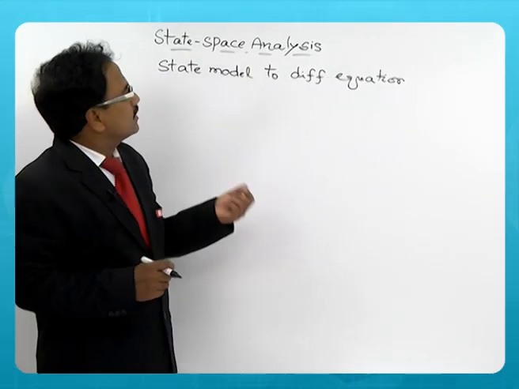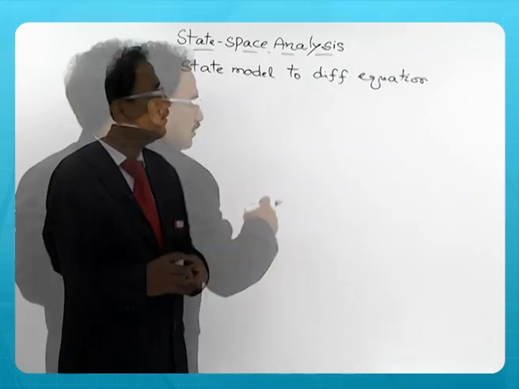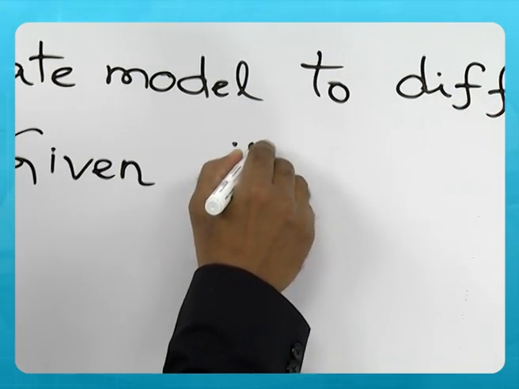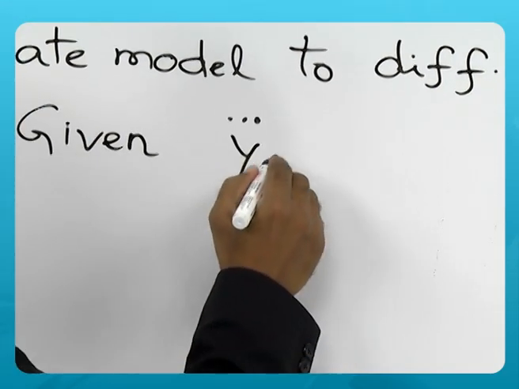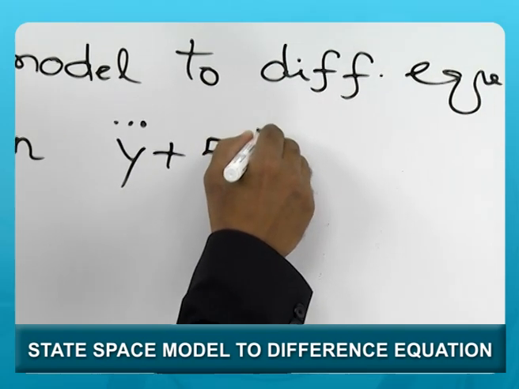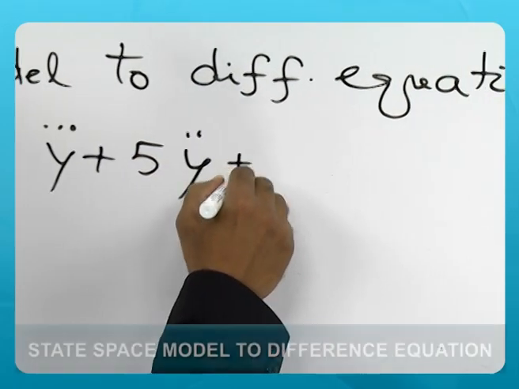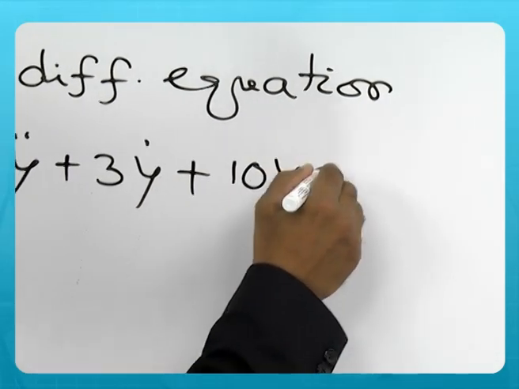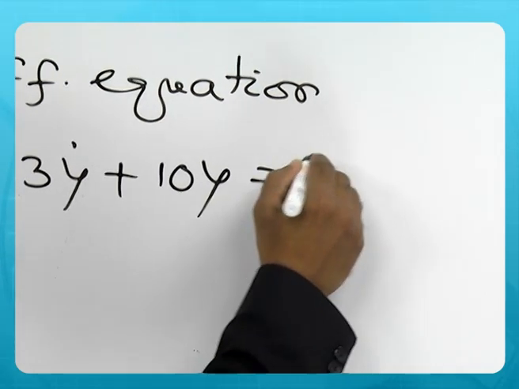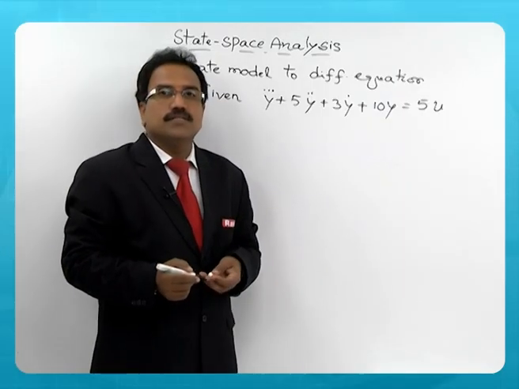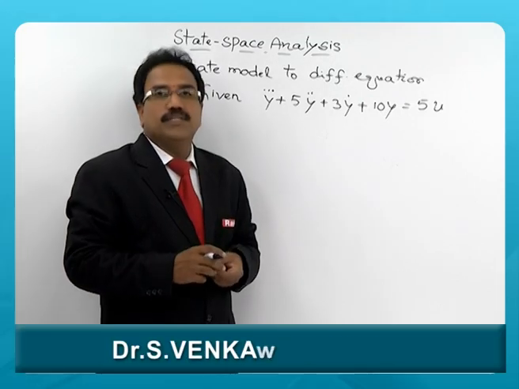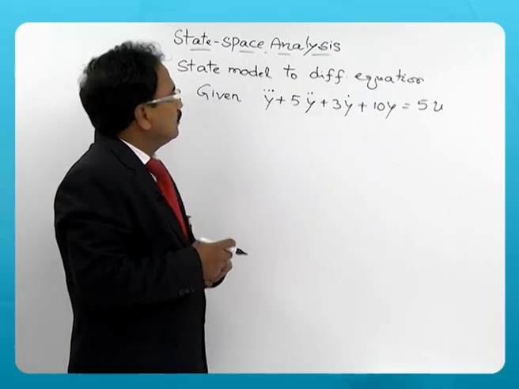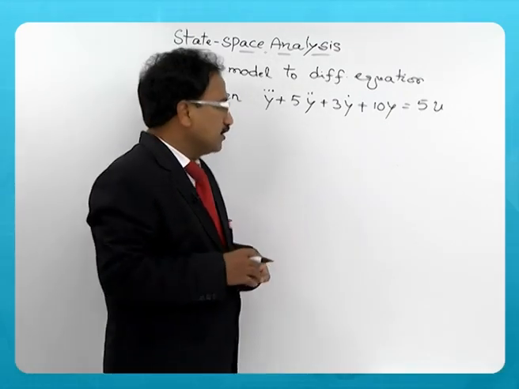When a differential equation is given, how to obtain the state model? The equation is given by y triple dot plus 5y double dot plus 3y dot plus 10y is equal to 5u. So this is again a differential equation of third order, and how to obtain the state model which consists of the state equation as well as the output equation.